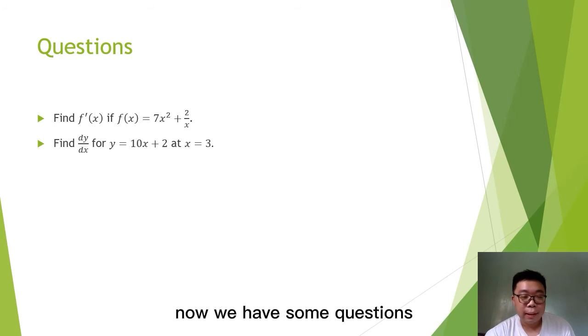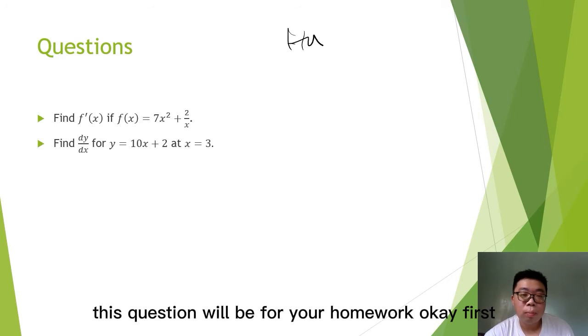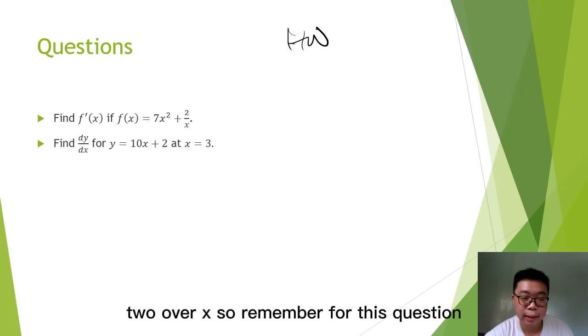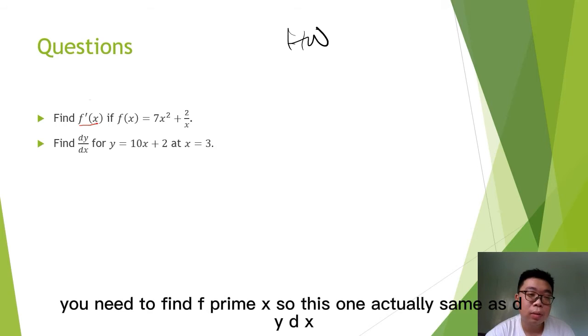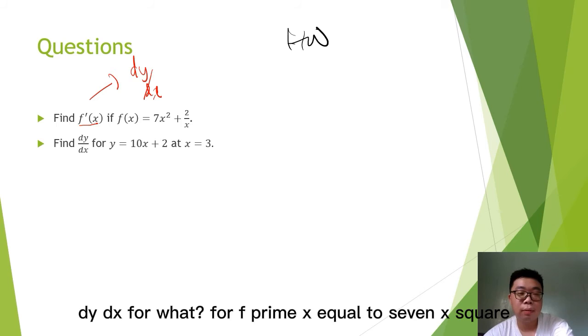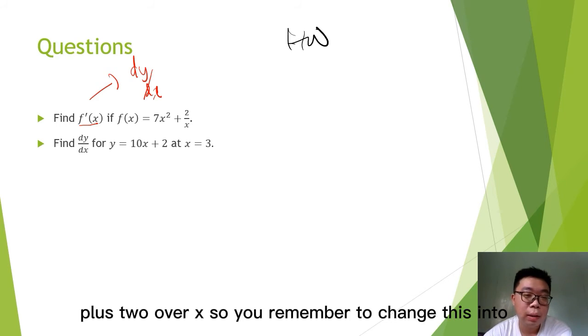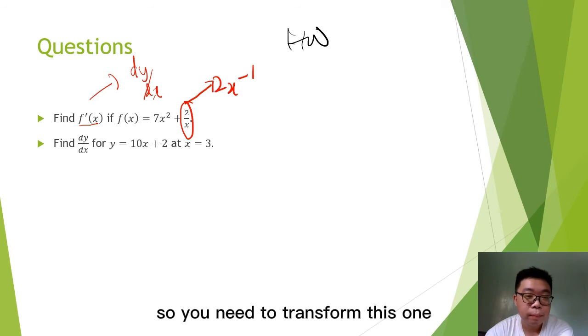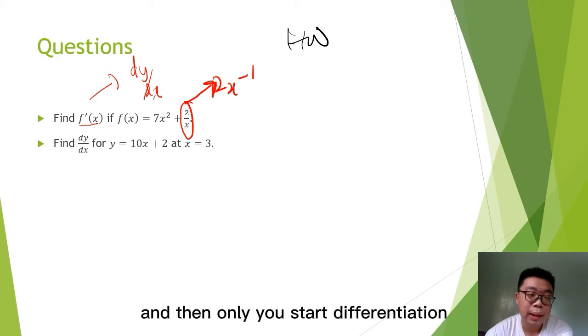Okay, now we have some questions. This question will be for your homework. First, you want to find f prime x when f(x) equals 7x squared plus 2 minus 2 over x. So remember, for this question, you need to find f prime x, which is actually the same as dy/dx. You remember to change this into power, so 2 over x is 2x to the power of negative 1. You need to transform this one first, and only then start differentiation.